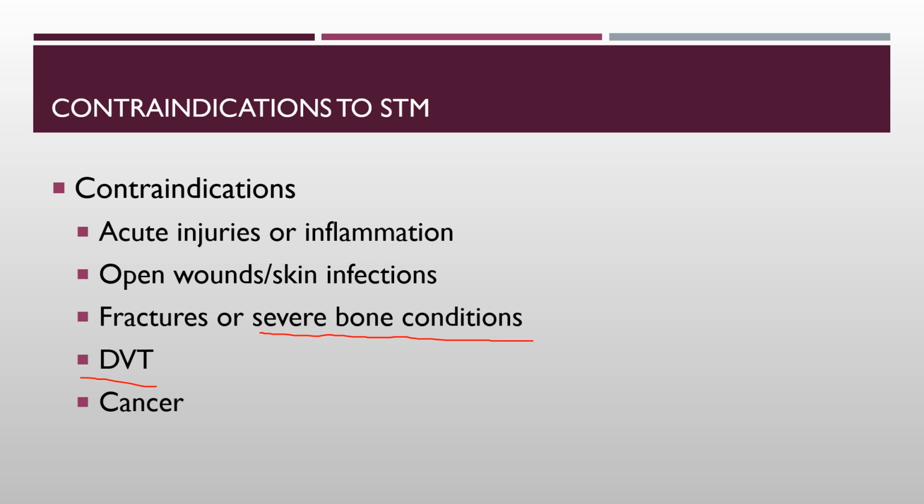We saw that most of these techniques are going to help improve circulation and improve venous return, all those things. Well, that's not necessarily a good thing with a DVT formation. We're trying to not make this embolize and go further into the lungs or something like that. Another thing that we're going to avoid is soft tissue mobilization over active cancer areas.